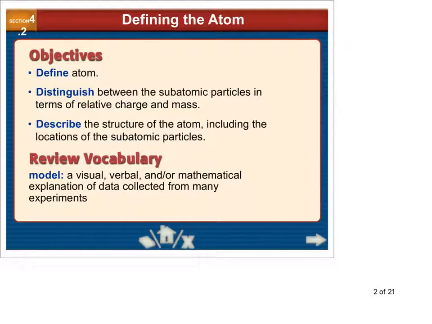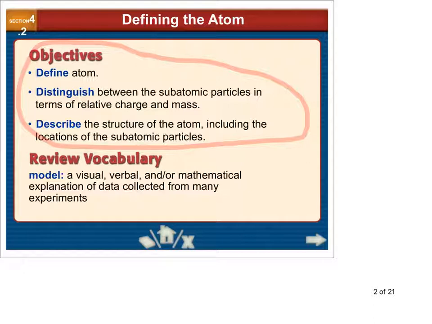4.2, we talk defining the atom. We have 3 objectives here. Make sure you're done with this section, done with the chapter. You know what these are. You need to be able to define the atom. You need to distinguish between the different subatomic particles. And you need to be able to describe the structure of the atom.